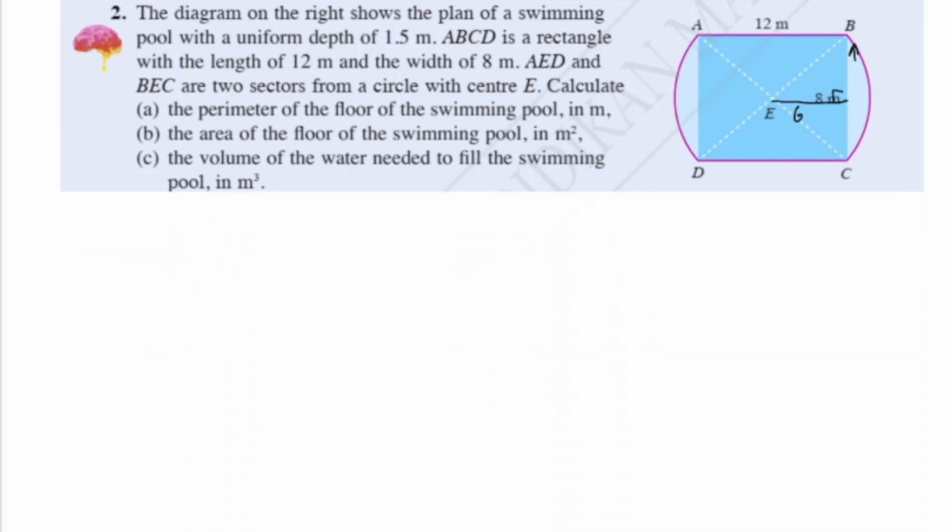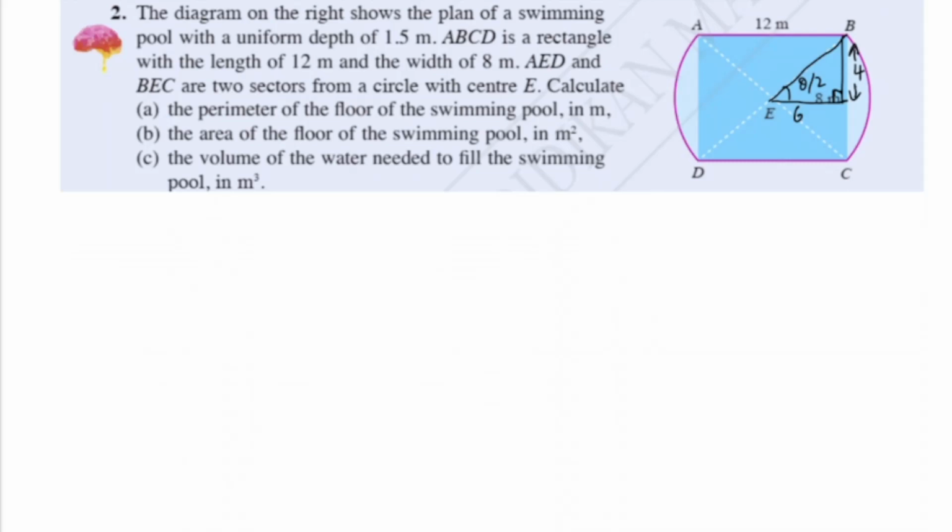I would extend this line over here. This will be 4. Half of 8 is 4, half of 12 is 6. So what we have here is a right angle triangle. Can you see? I'm actually finding angle BEC.